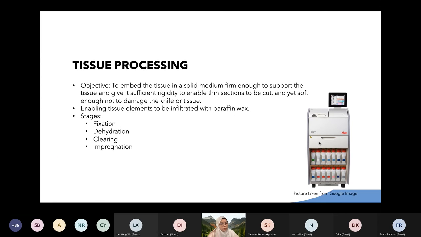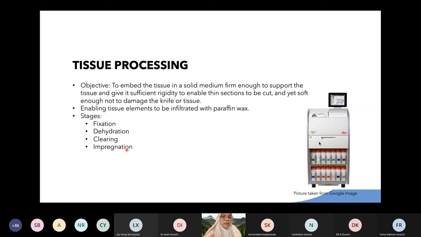Now, let's move on to the second step in the lab procedures, which is tissue processing. Nowadays, this step is no longer done manually in most centers, but usually completed using automated tissue processing machines like the one that I show here. The objective of this step is to embed the tissue in a solid medium, which is paraffin wax, so that it is firm or hard enough to support the tissue, to enable thin sections to be cut, but yet it is soft enough not to damage the knife or the tissue later. It is also to enable the tissue to be infiltrated with paraffin wax.